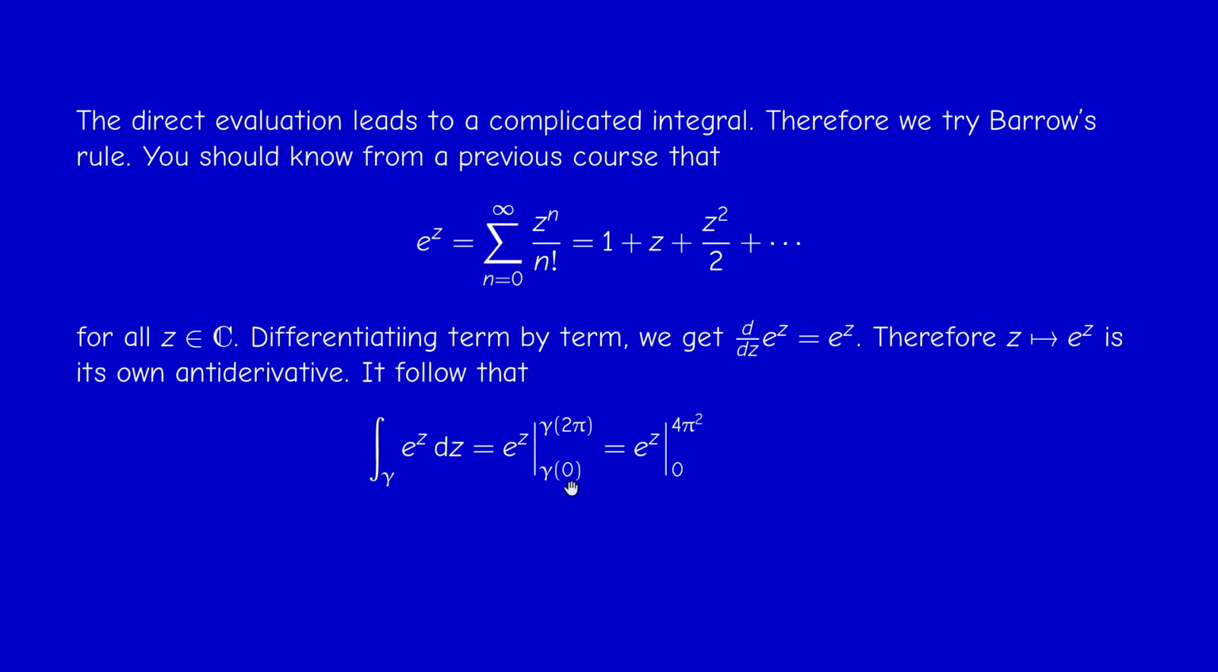And now we already observed that gamma of 0 equals 0 and gamma of 2 pi equals 4 pi squared. Because the sine vanishes at 0 and at 2 pi, and the cosine is equal to 1. So this is just e^(4 pi squared) minus 1. So this concludes the first exercise.